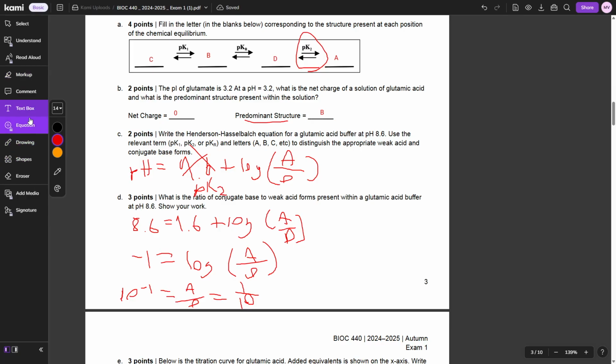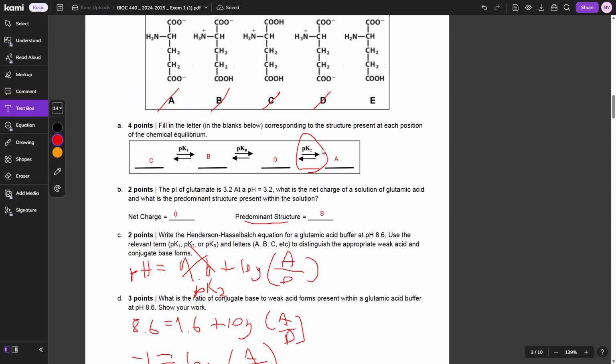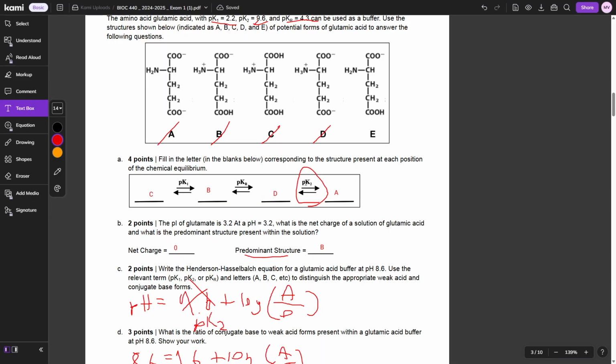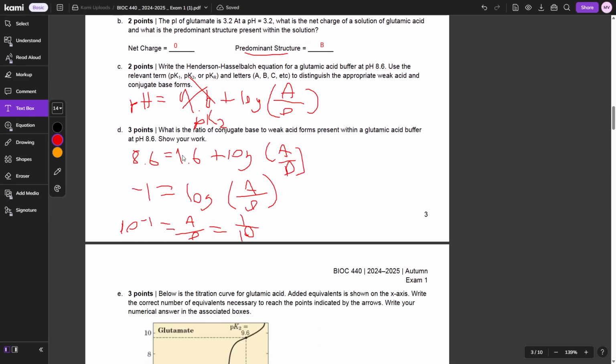Okay, so does that format make sense though? We're just using Henderson-Hasselbalch. We're using the base, which is A, and the acid, which is D here. And we're using this pK because it's closer to 8.6. Cool. This is where you have to do a little bit of math, and the math isn't too bad. If you don't know your logs, it might cause problems, but hopefully you have a little bit of knowledge of how logs work.